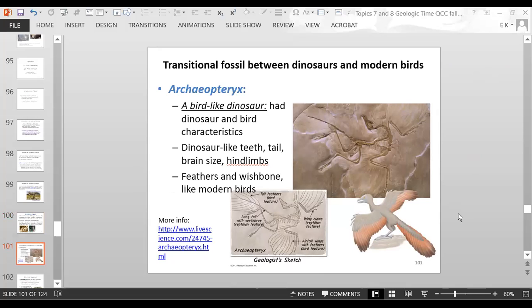So this here, the Archaeopteryx, is a transitional fossil between dinosaurs and modern birds. So it has dinosaur-like properties, but it also has bird-like properties. So we consider it to be like a bird-like dinosaur. The teeth are like dinosaurs. The tail and the size of its brain and its hind limbs are more like a dinosaur, but it had feathers and a wishbone like modern birds do. So this is evidence of birds transitioning from dinosaurs. You can read more about this at this link here.